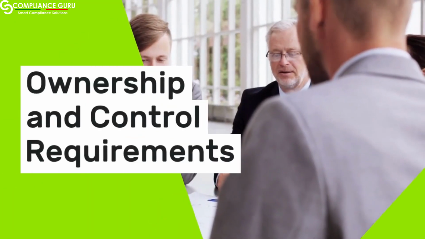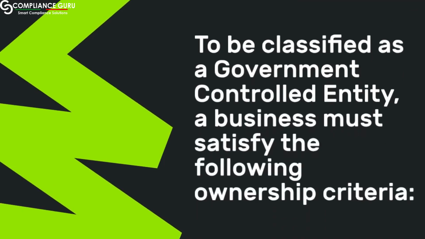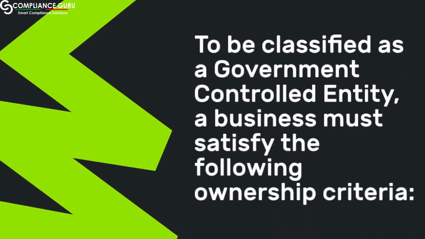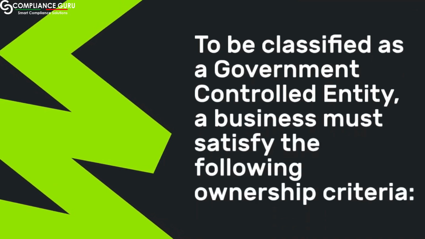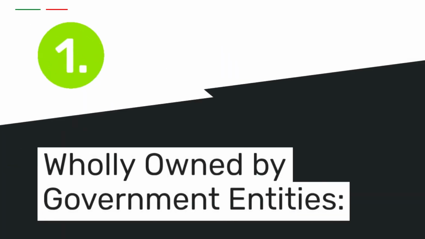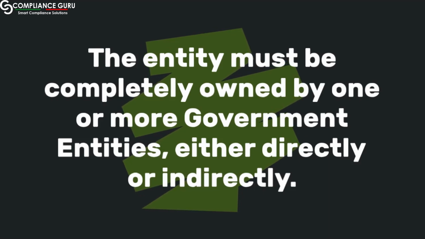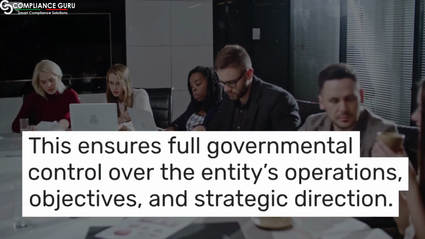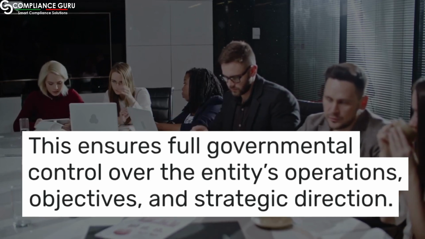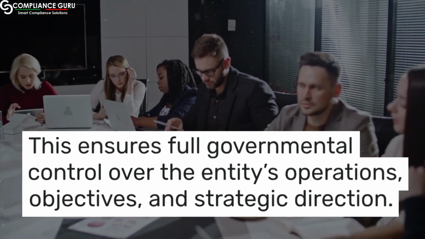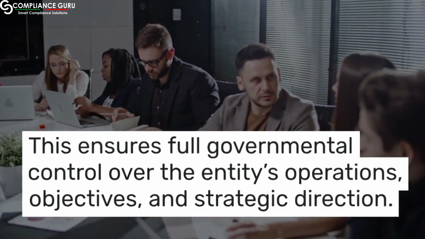Ownership and control requirements. To be classified as a government-controlled entity, a business must satisfy the following ownership criteria. 1. Wholly owned by government entities. The entity must be completely owned by one or more government entities, either directly or indirectly. This ensures full governmental control over the entity's operations, objectives, and strategic direction.